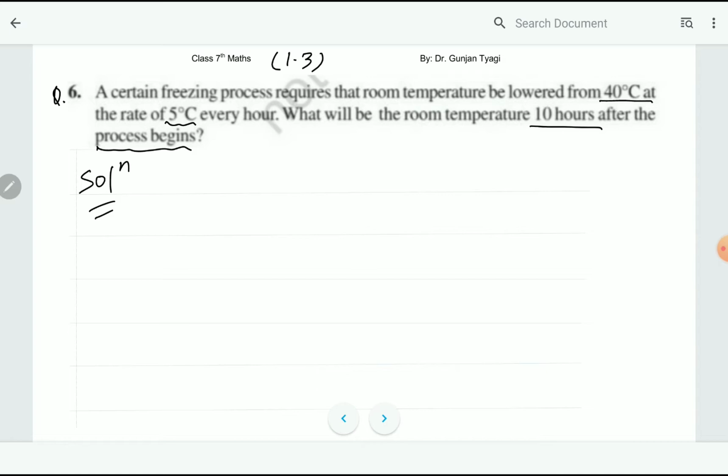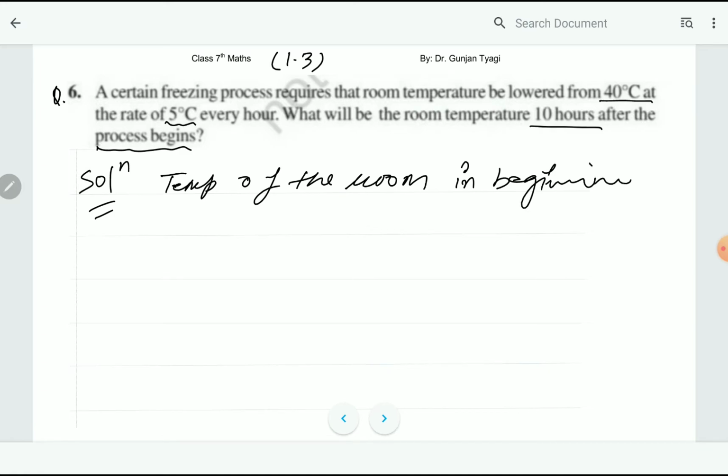So we will write here, first of all we will note the room temperature of the room in the beginning is equal to 40 degrees Celsius, which is decreasing by 5 degrees Celsius per hour. So the decreasing rate of temperature is 5 degrees Celsius per hour.